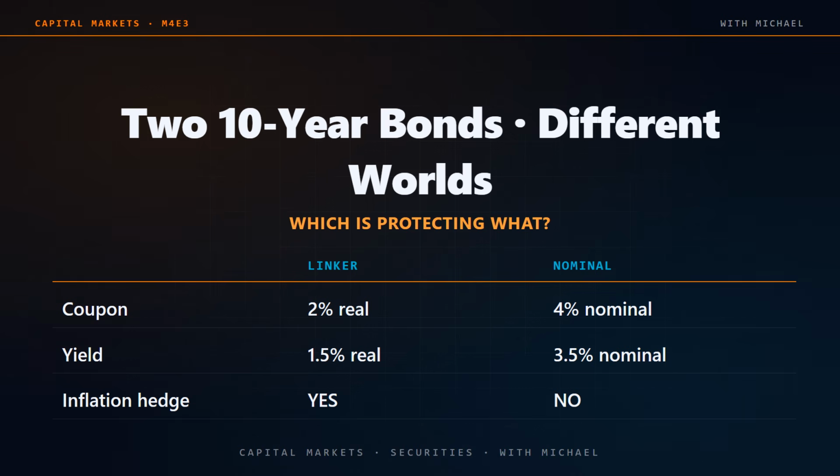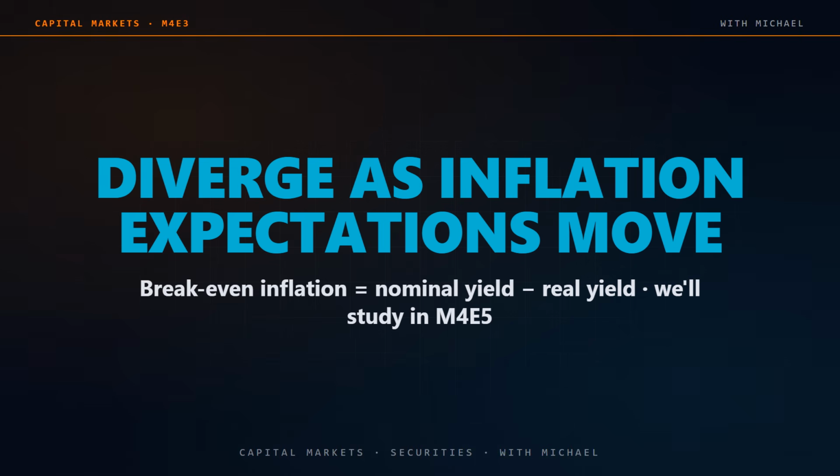The conventional bond is fully exposed to inflation surprises. The linker is fully protected. The market reflects this in the pricing. The spread between nominal and real yields equals the break-even inflation rate, which we will study in detail in Episode 5 of this module.